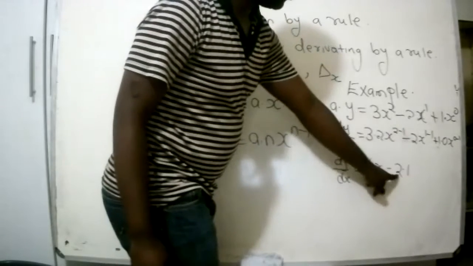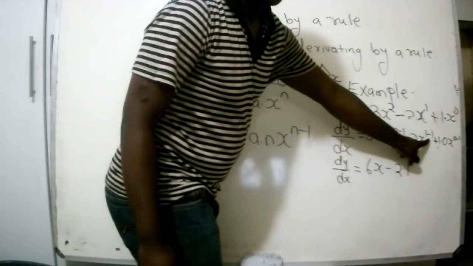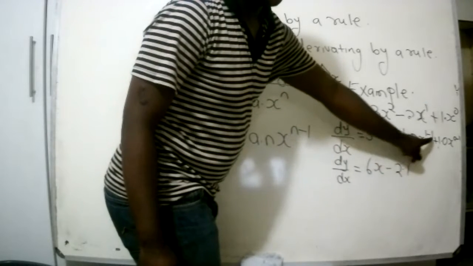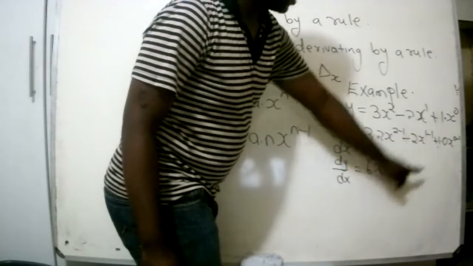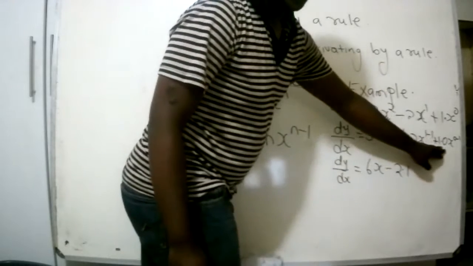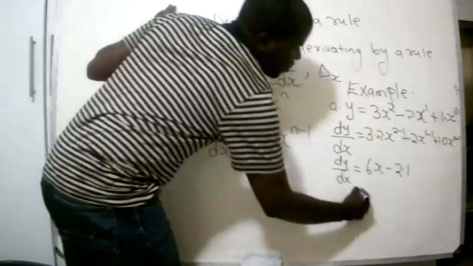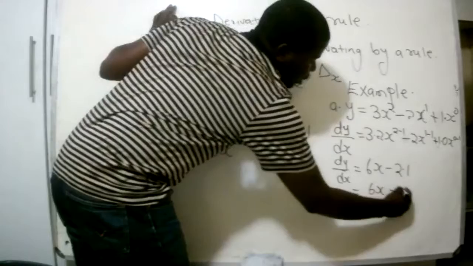Here is going to be 2. 1 minus 1 is 0. X to the power of 0. X to the power of 0 is 1. So 1 becomes 1, yes. But this one, I said it's a constant. At all times when you derivate this, it is going to give you a 0. So we can then simplify further and have 6x minus 2.